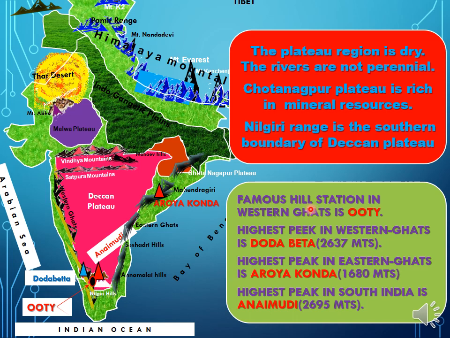The famous hill station in this area is Ooty, Nilgiri. The highest peak in the Western Ghats is Doda Betta, it is here. And the highest peak in the Eastern Ghats is Arma Konda, that is shown here. So these are the important things that we have to notice from this picture.